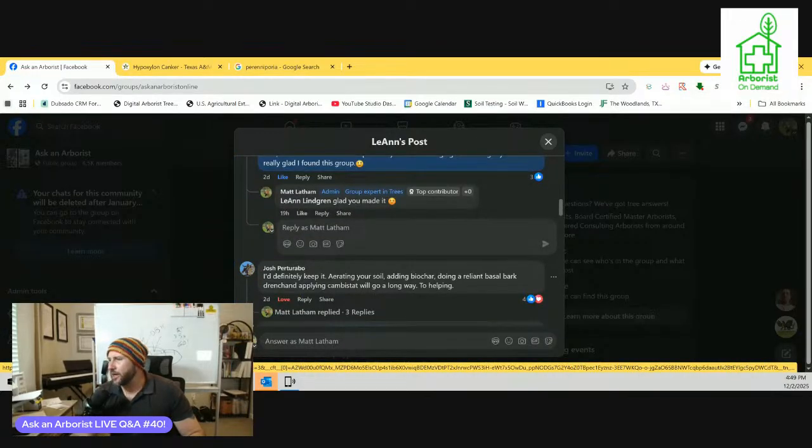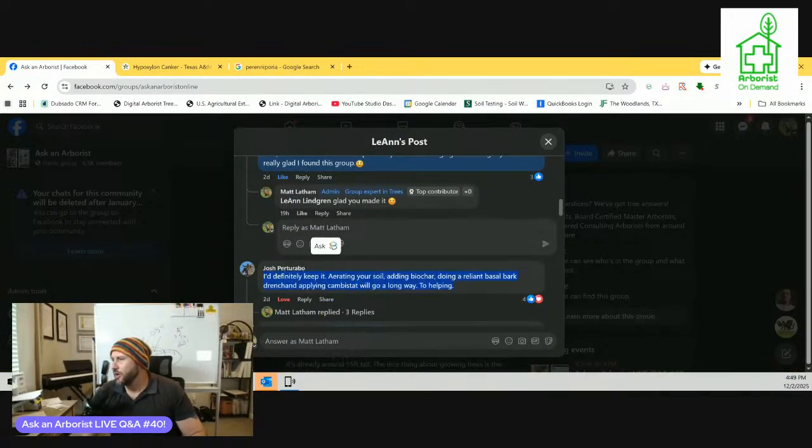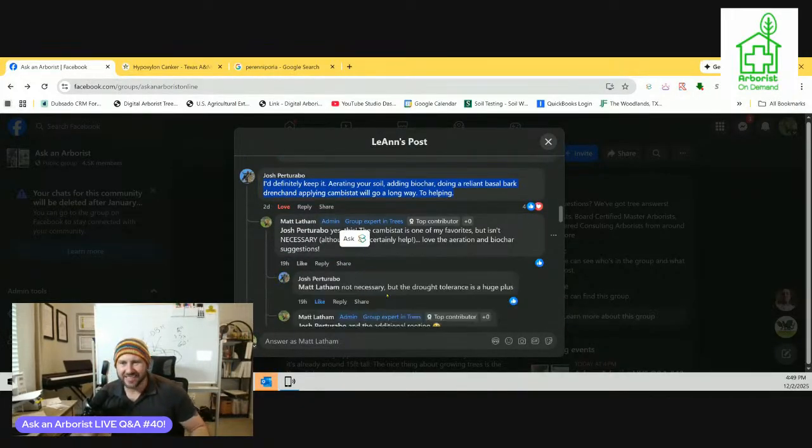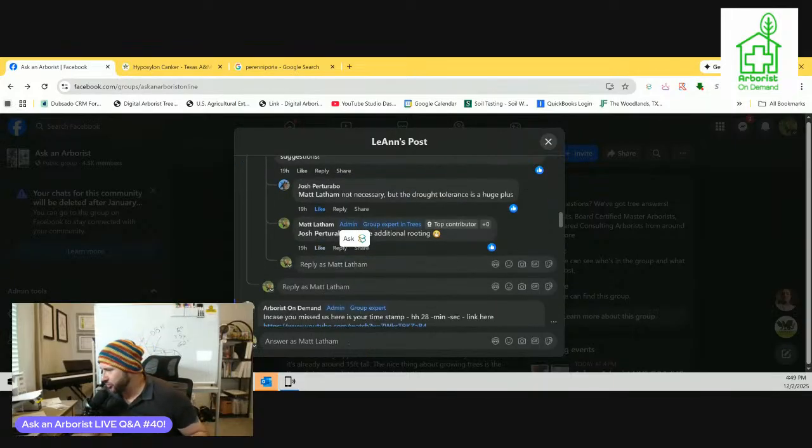Somebody mentioned aerating soil, adding biochar, doing a Reliant basal bark drench. I don't know what that means. Reliant, I think, is an insecticide. And applying Cambistat. Cambistat is a wonderful tree drug, you guys. It is a tree growth regulator. Lucas and I actually spent a little time yesterday, and we did 40-something trees on a tree preservation project that we're on.